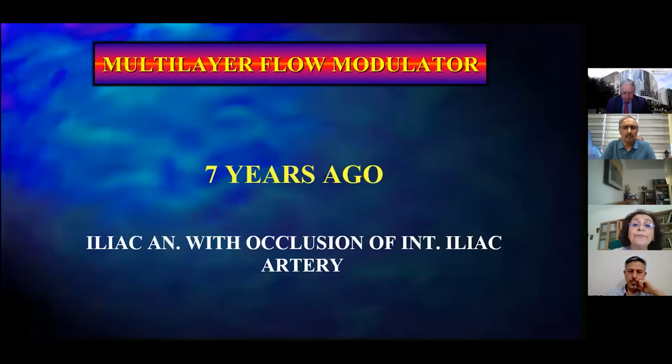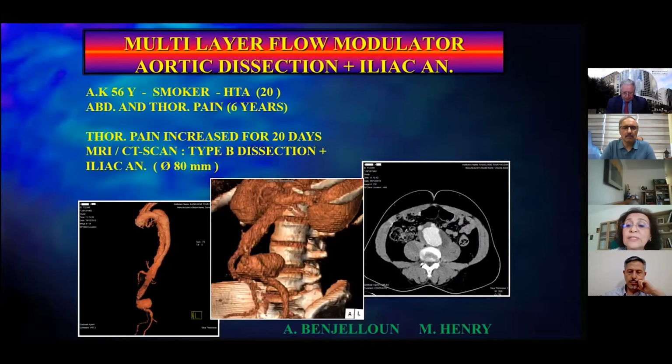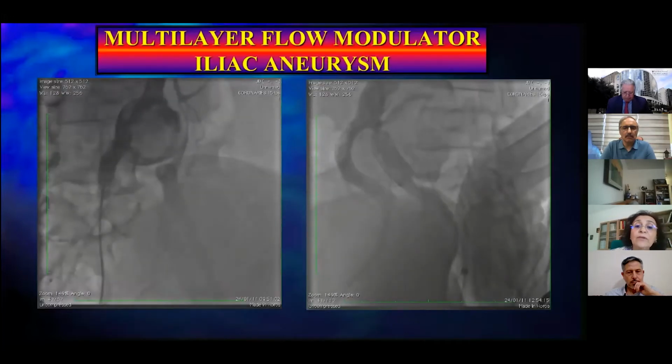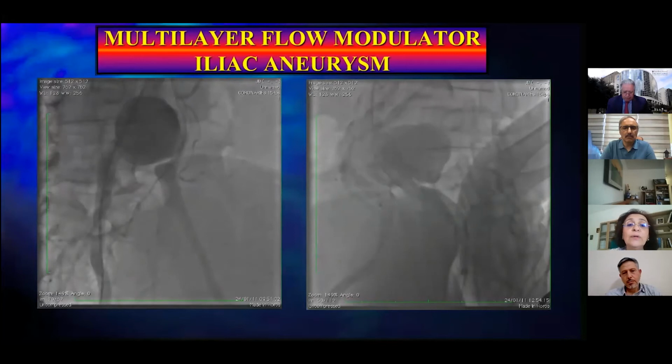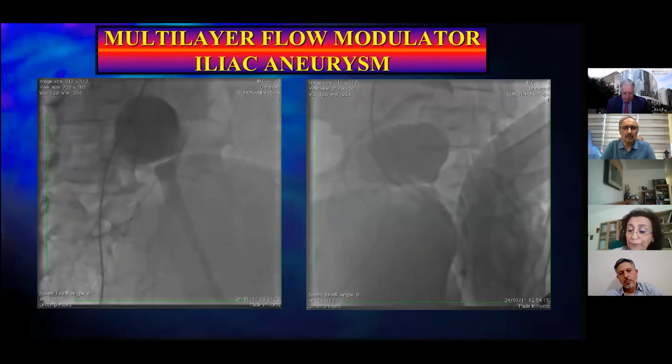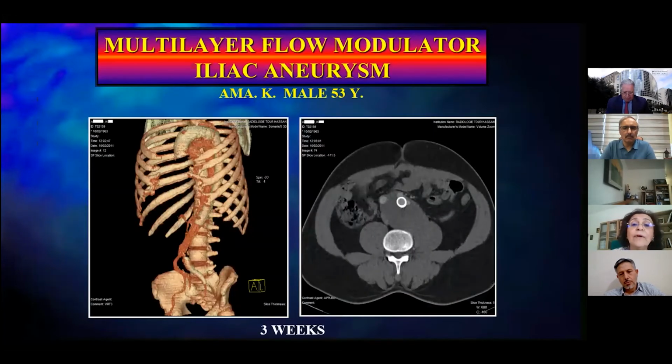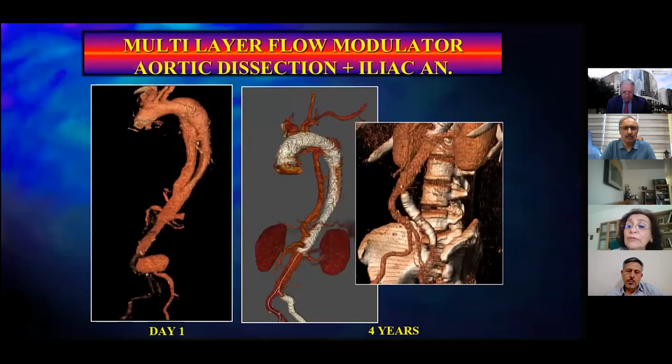I will present some cases. The case of a type A dissection and a huge left iliac aneurysm. When we deploy the MFM, we have a reduction of the flow. You can see that on the left side and the right side. And this is the complete exclusion of this aneurysm at 3 weeks after the procedure, and now at 4 years.